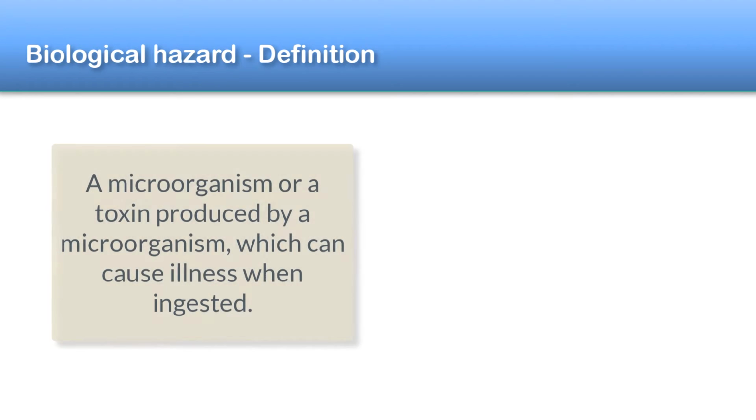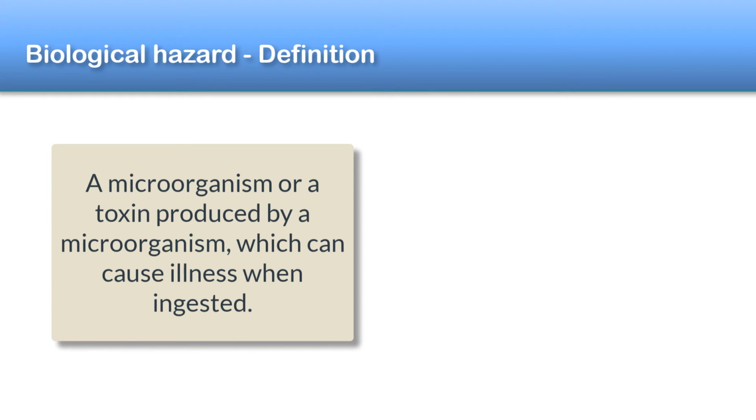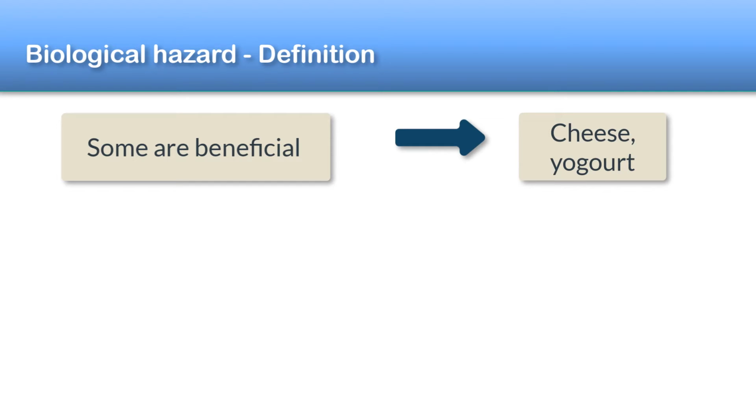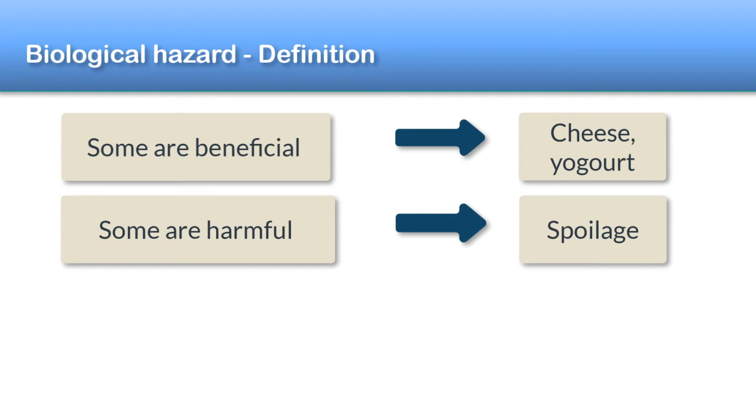A biological hazard is a microorganism or a toxin produced by a microorganism, which can cause illness when ingested. Microorganisms include bacteria, yeast, mold, viruses, and parasites. A microscope is used to view microorganisms. Now, not all microorganisms are hazardous. Some microorganisms are helpful, even necessary. For example, the microbial culture in the cheese or yogurt making process. Some microorganisms are harmful but not hazardous. For example, spoilage-causing microbes that spoil food and reduce the shelf life of a product.